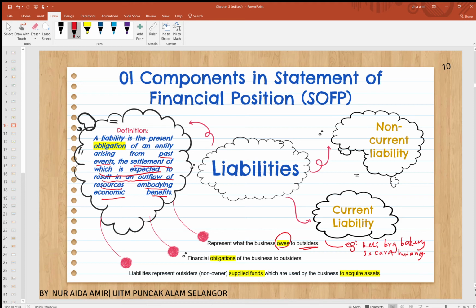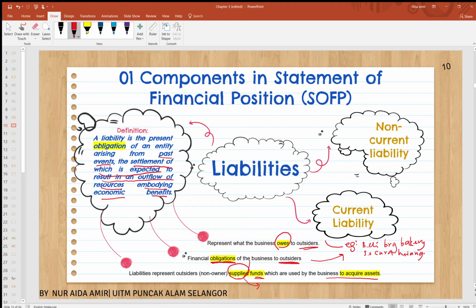Second is financial obligation. Di mana kita ada financial bebanan kat sini. Ada financial bebanan of the business to outsider also. Di mana sebenarnya kita ada duit yang kita tak bayar lagi kepada orang bakery ni. Kita ada duit lagi kita tak bayar kepada orang bakery ni. And then also liability represent outsider supplied fund which are used by the business to acquire asset.